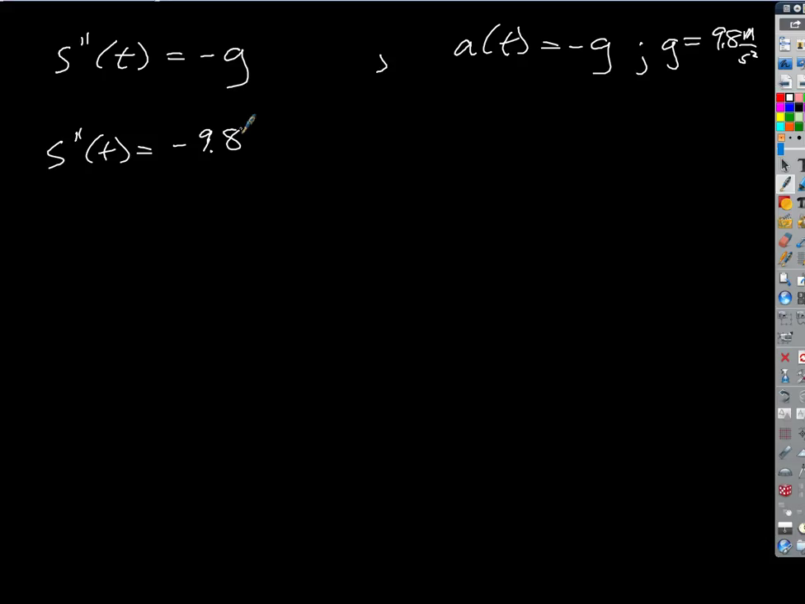Okay, so let's solve this differential equation by anti-differentiating. If I take the antiderivative of s double prime, what's that going to be? 9.8x. Okay, so we could say that s prime of t, which is the same thing as v of t, is going to be the antiderivative of negative 9.8 dt, right? Does that make sense?